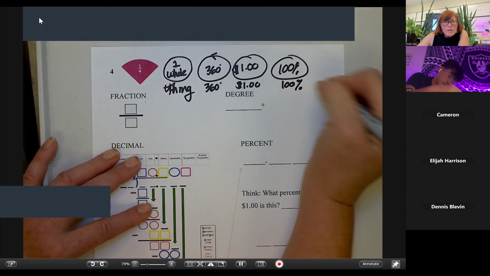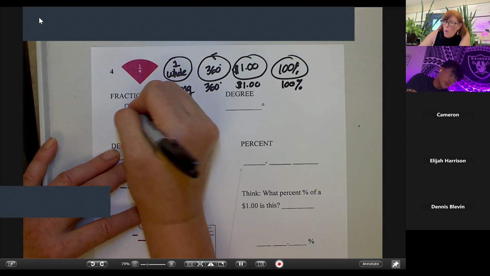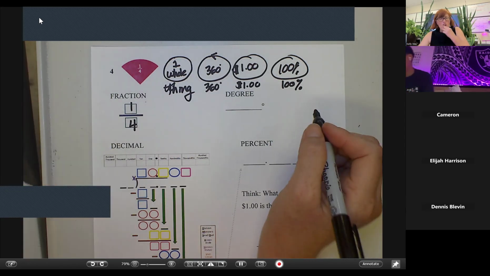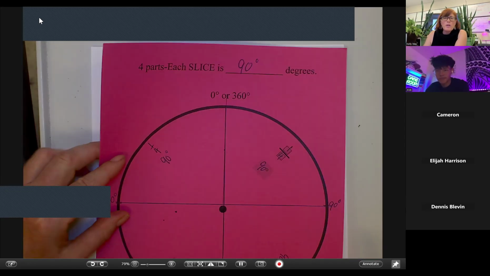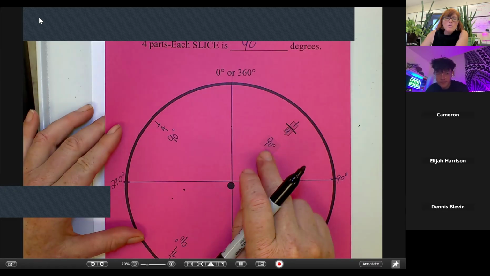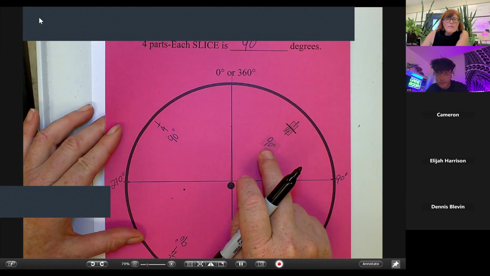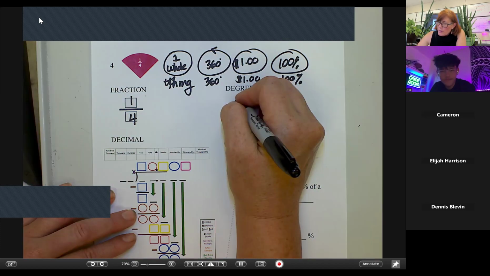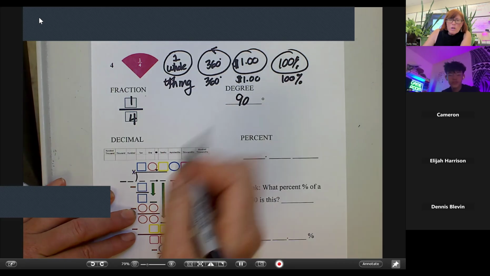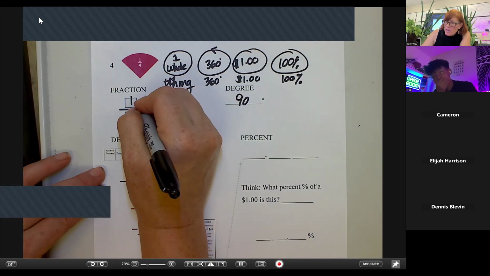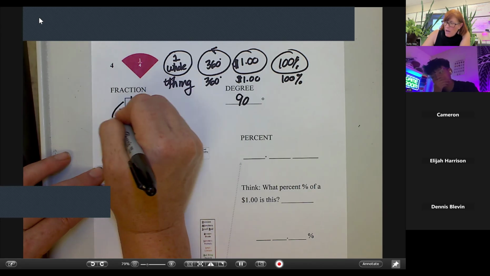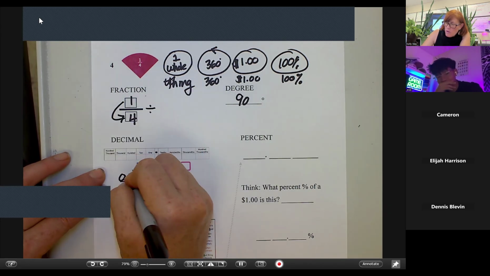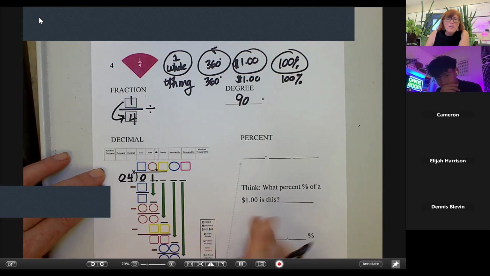You okay? Yeah. Okay, so 1/4, you already have your fraction circle in front of you. 1/4 was how many degrees? 1/4 of a circle is how many degrees? 90. Okay, so we got the first 2. Now what we're going to do is make it a decimal. So this is basically 1 divided by 4. It looks like this: 4 is on the outside and the 1 is on the inside.